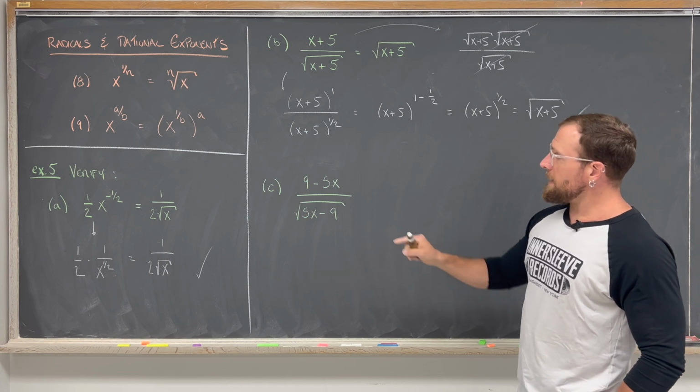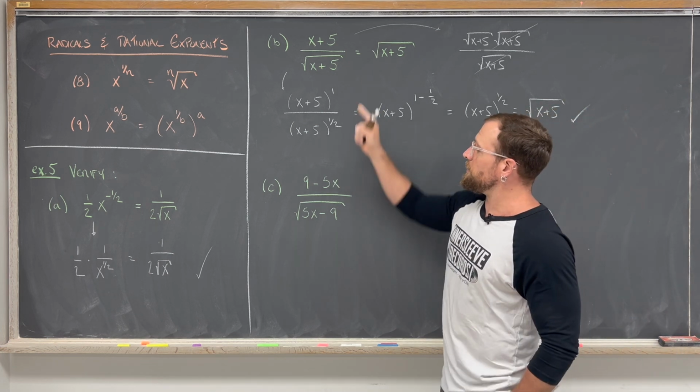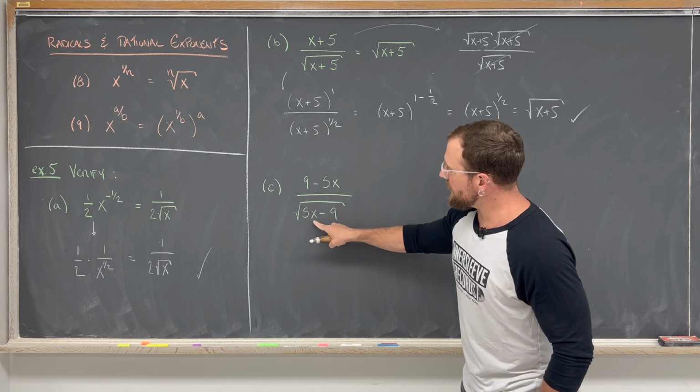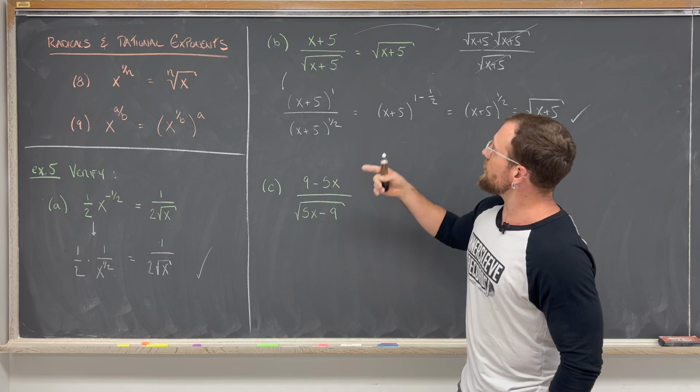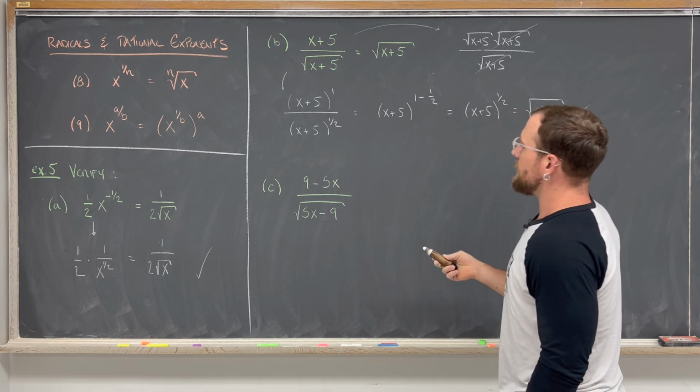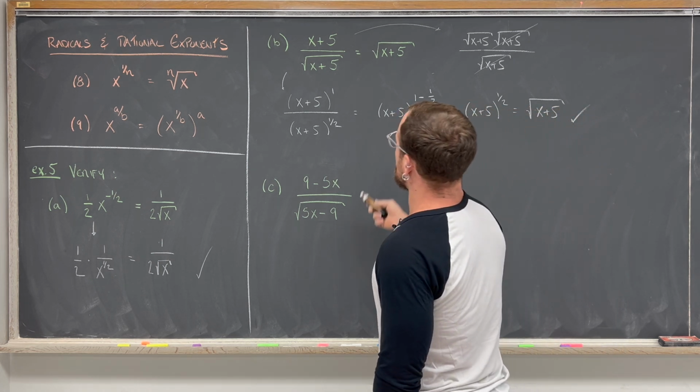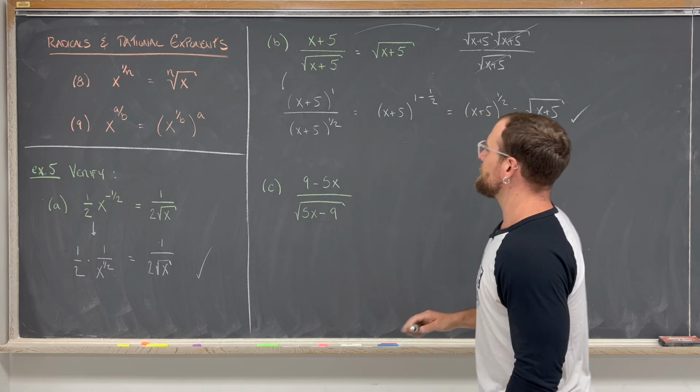In example C, it looks very similar to example B, except you'll notice that 5x minus 9 and 9 minus 5x are not the same thing. So if I try to write this as, let's see, I didn't say what this is supposed to equal, but we'll just go with it.